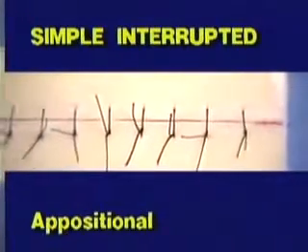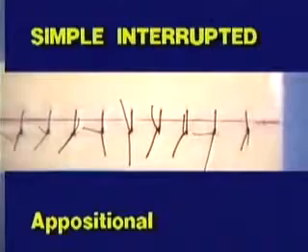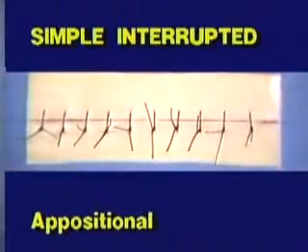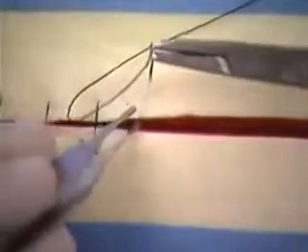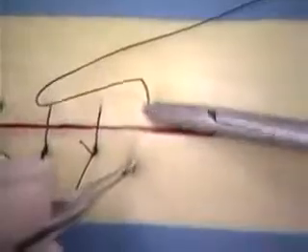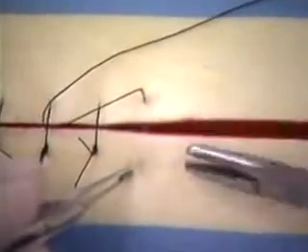The first suture pattern to be demonstrated is the simple interrupted. It is an appositional suture pattern. The simple interrupted suture is made by introducing the needle through the tissue approximately 5 millimeters lateral to the incision.